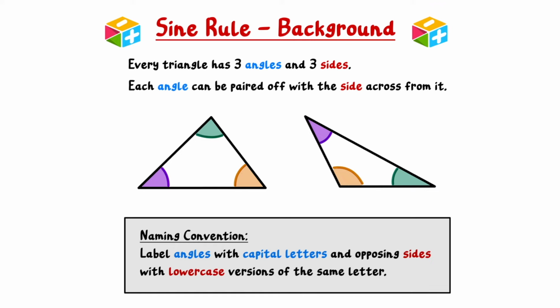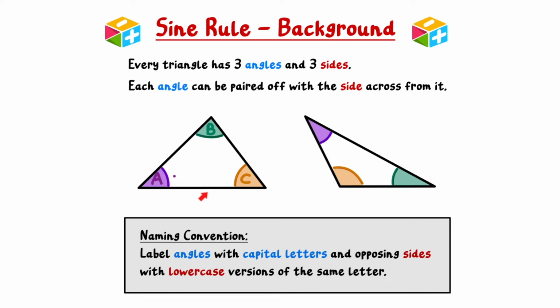Angles are labelled with capital letters and the opposing sides are labelled with the lowercase versions of the same letter. Let's illustrate this. Angles should be labelled with capital letters. So in this first triangle, I'll label the angles with capital A, capital B, and capital C.